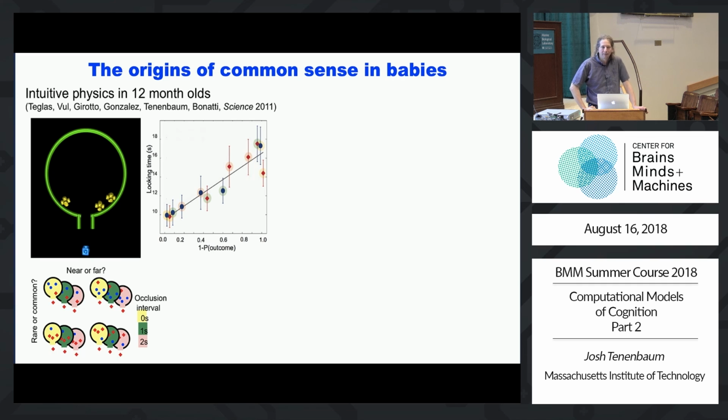But basically, here the physics involved objects moving in this semi-random but physical way inside like a lottery machine or gumball machine. And then after a certain period of time of occlusion, one of the four objects appeared outside through a hole. And they varied which object was it, the rare one or the common one?